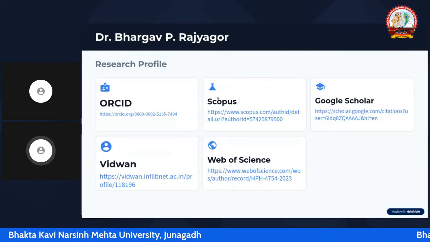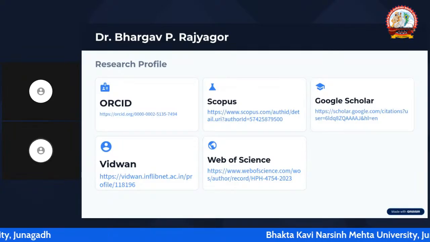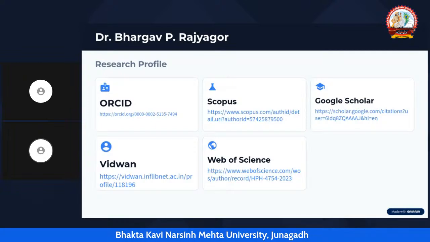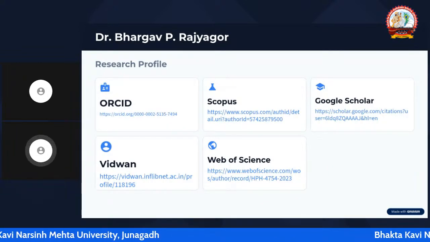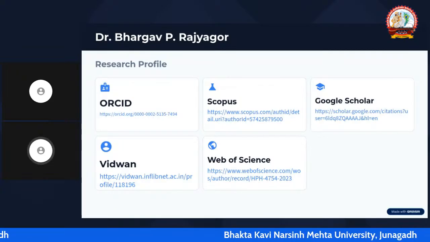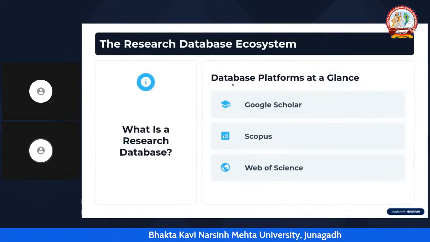These are my research profiles. Why am I showing these research profiles? With this, you may also create, or there is some necessity to create, this kind of profiles at the mid of your research journey, or you can use them anywhere in your research journey. ORCID, Scopus, Google Scholar, Vidwan, Web of Science, ResearchGate, etc. are platforms on which we can create this kind of profile. This profile records our publications, so that is very useful for us.